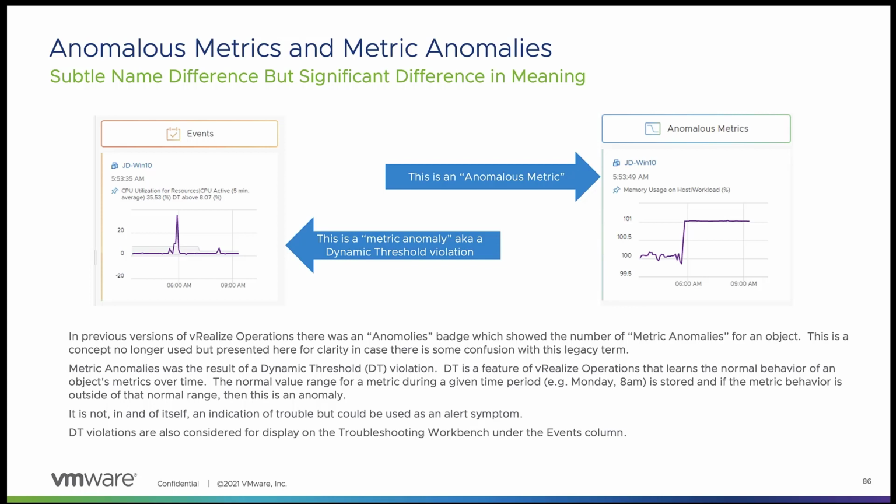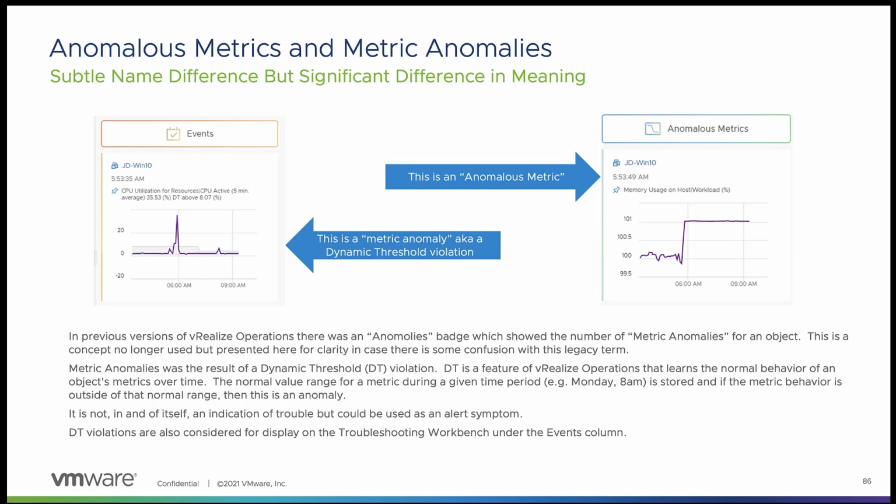Now, I want to take a minute again to mention the difference between metric anomalies and anomalous metrics. We mentioned this earlier, but we didn't go too deep into it because I wanted to get into the concept first of anomalous metrics. A metric anomaly is whenever we've breached that dynamic threshold, or we have a violation of our dynamic threshold, and that's going to show up in the events section of our Troubleshooting Workbench. An anomalous metric, again, is where we have a drastic change in our metric. So not just a quick blip or a quick spike. This is something that has made our metric completely different than what it was before.